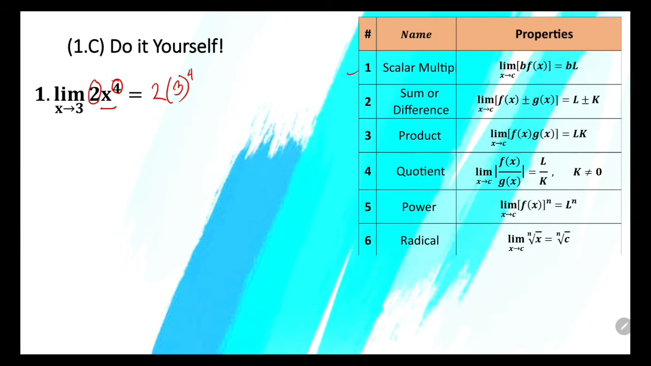Actually, this property is only a guide. The most basic is substitution. If you can substitute, that's all, and you can evaluate the limit. So for this one, 3 to the power 4 is 3 times 3 times 3 times 3. You have 81. So you have 2 times 81, and 2 times 81 is 162.